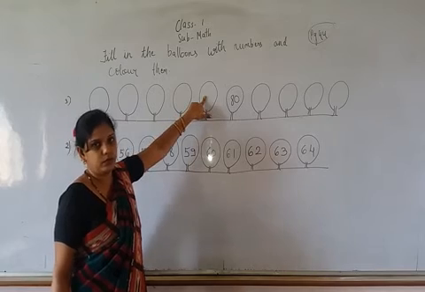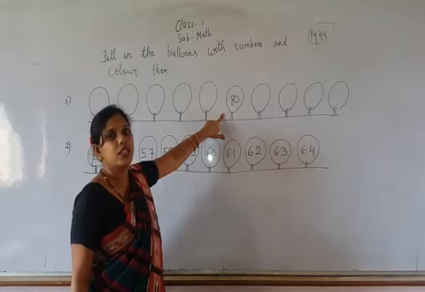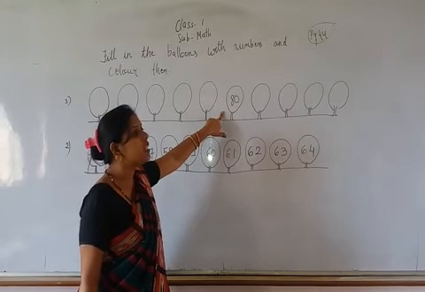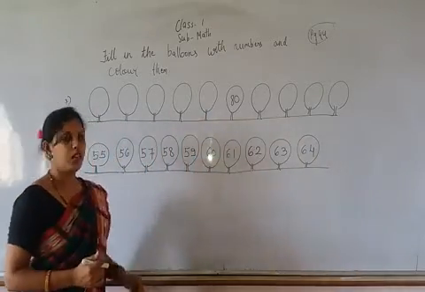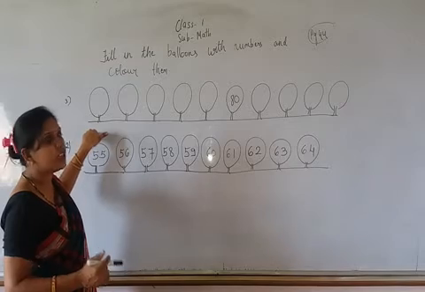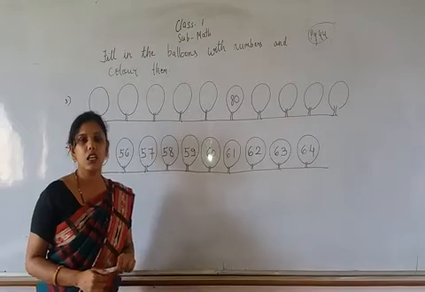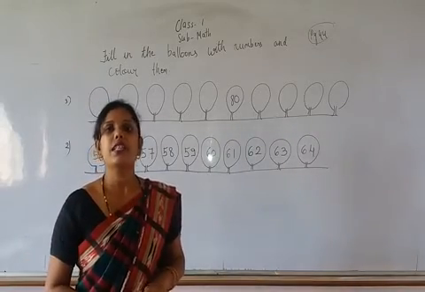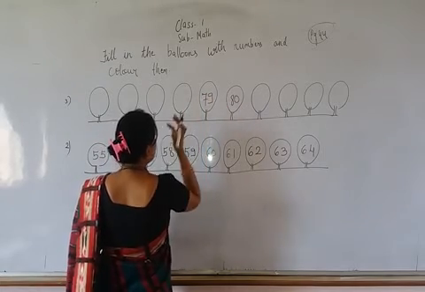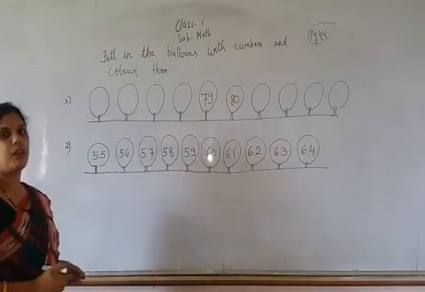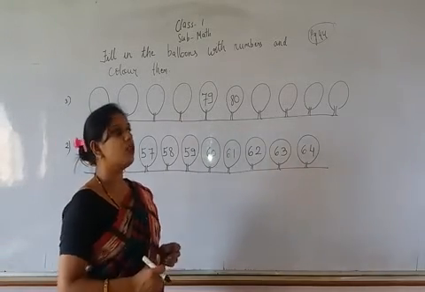Fill this balloon. Okay, so what is this number? This number is 80. Now we have to write the before number. In these balloons we write the number that comes before 80. So which number will come before 80? The number that comes before 80 is 79. And which number will come before 79?